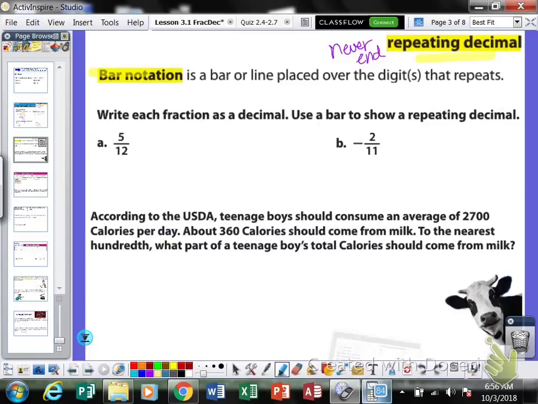So we would have 0.416, and then we would put a line above the 6. Now, I don't need to write 6 and then another 6 with a line above it, because it's always repeating.